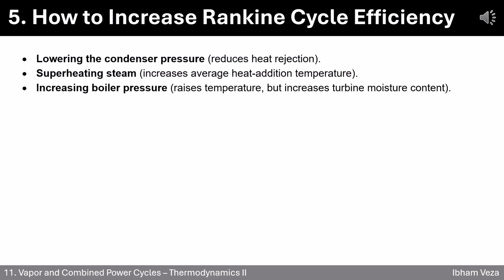By increasing the temperature of the steam before it enters the turbine, we raise the average heat input temperature. This improves efficiency because the cycle can extract more energy from the steam. Lastly, increasing the boiler pressure helps. Higher pressure raises the temperature at which heat is added.